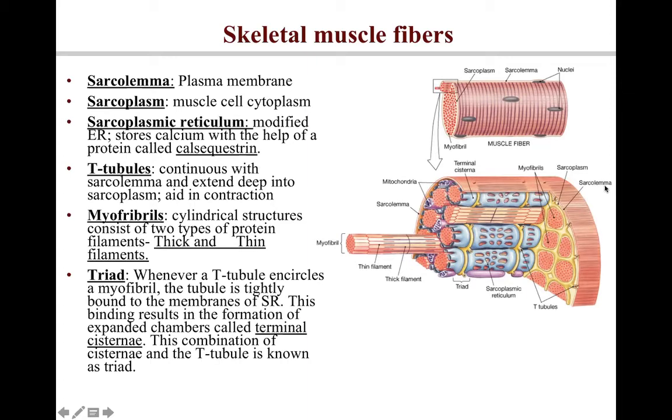Sarcolemma is nothing but the plasma membrane of any other cell. Like we call it plasmalemma in other cells, in muscles we call it sarcolemma. As I had told you, sarco is another word used for it. So sarcolemma is the plasma membrane of the muscles. Inside the cell, there is sarcoplasm, which is the cytoplasm of the muscle.